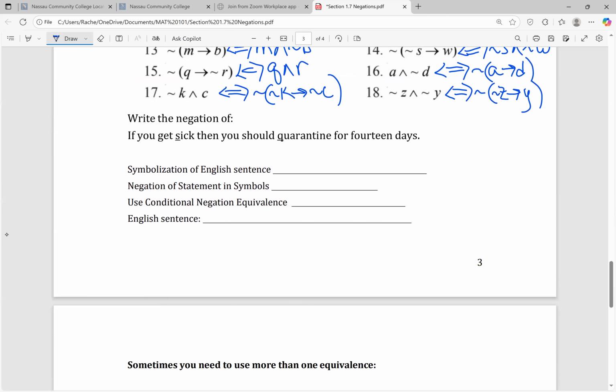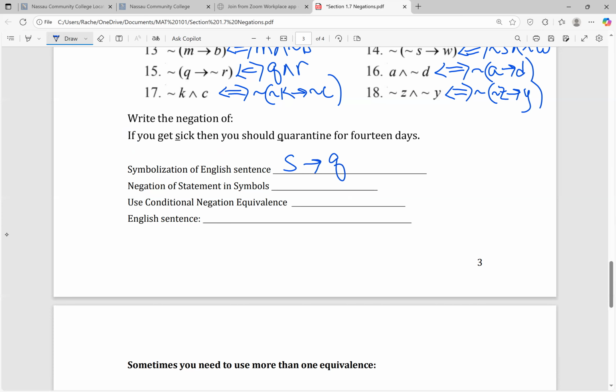And let's do one in words. Write the negation of, if you get sick, then you should quarantine for 14 days. So first, let's symbolize this sentence using logic symbols. So we have the simple statement, if you get sick, and the other one is you should quarantine for 14 days. So we're using S and Q, and it's conditional, right? If, then. So S implies Q.